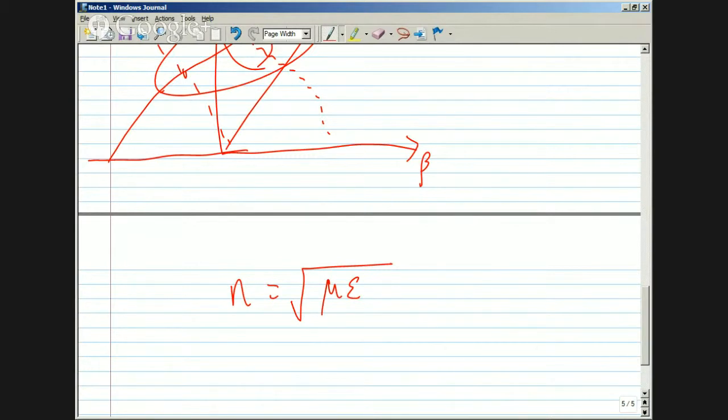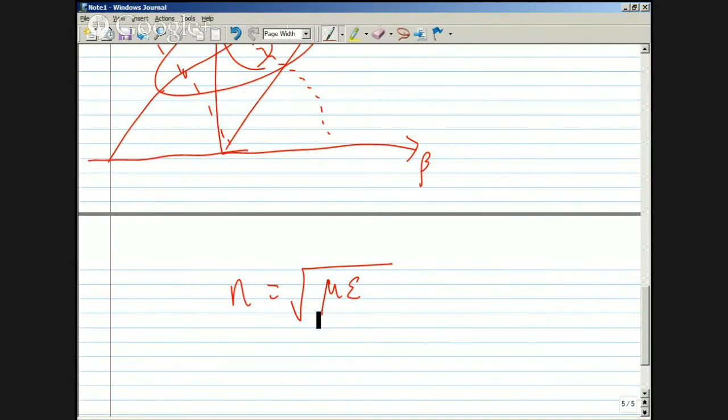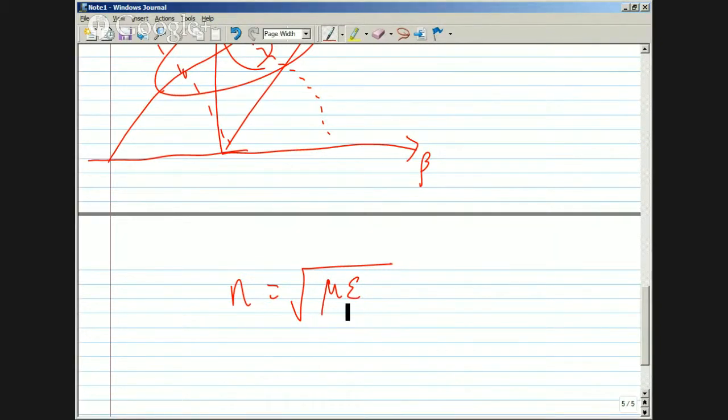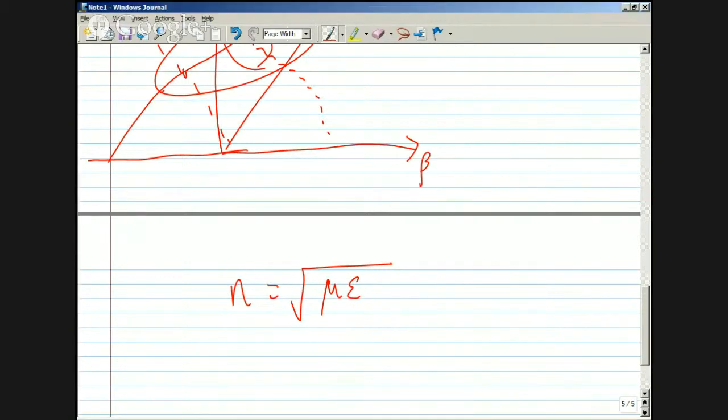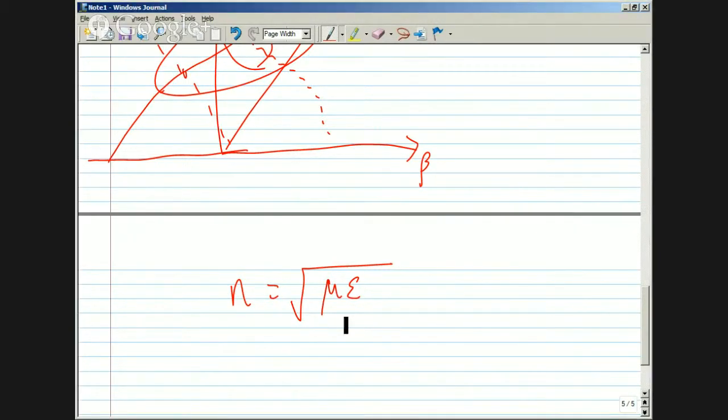And most of the time, you comfortably omit mu, and this is the square root of epsilon. We use it, but the actual definition is, because it always consists of non-magnetic media, we try to ignore that. The actual definition is n equal to the square root of mu epsilon. So if one of them is negative, either mu or epsilon is negative, the total product becomes negative.